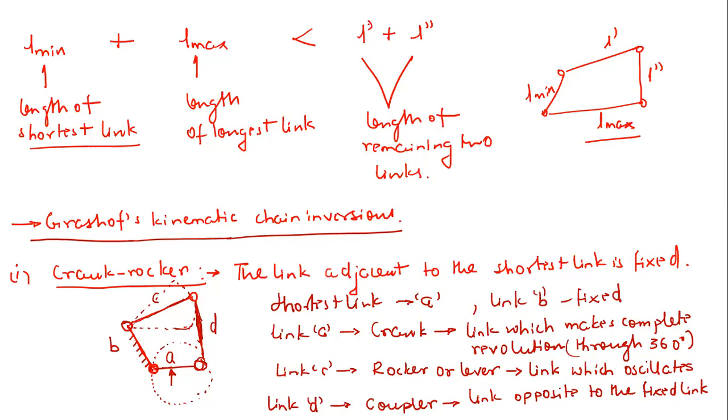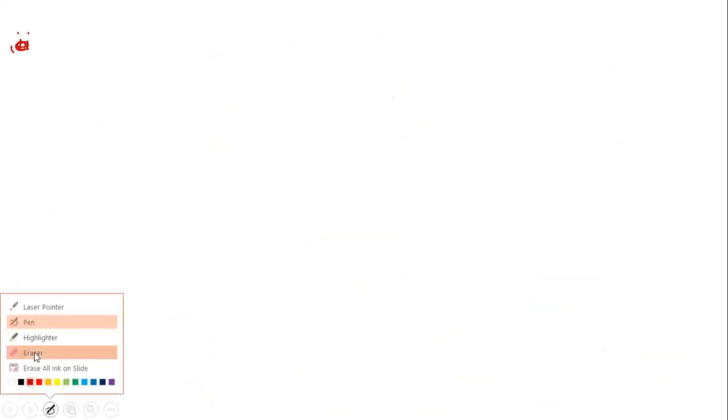So what is a Grashof kinematic chain? The kinematic chain in which the sum of the lengths of the shortest and longest links is less than the sum of the lengths of the remaining two links. Now, let us move ahead. Sorry, one of the students asked what happens if we fix the link D. Yes, that is also another inversion. So again, let us take the same mechanism.